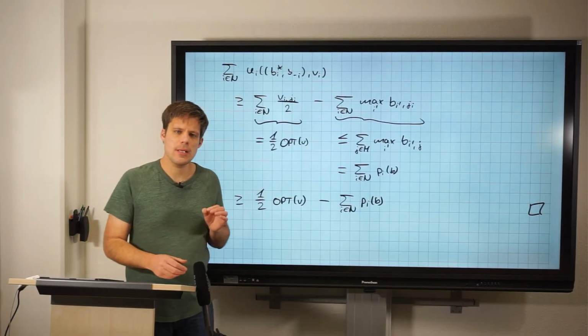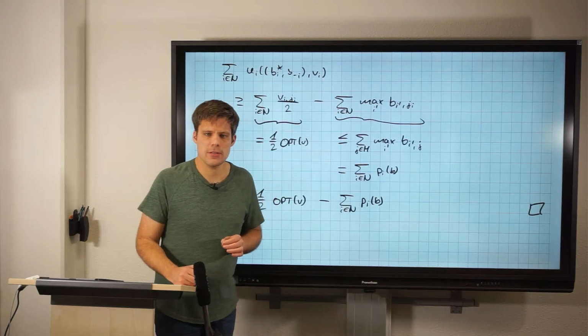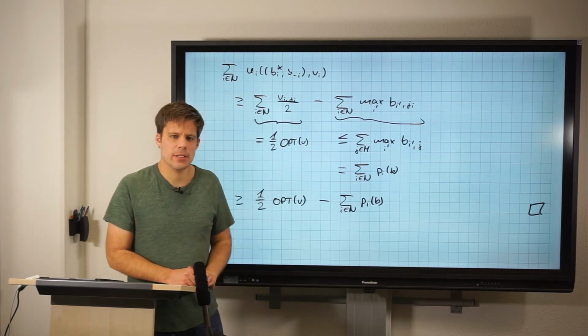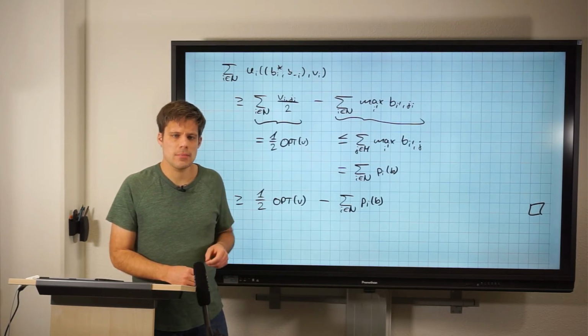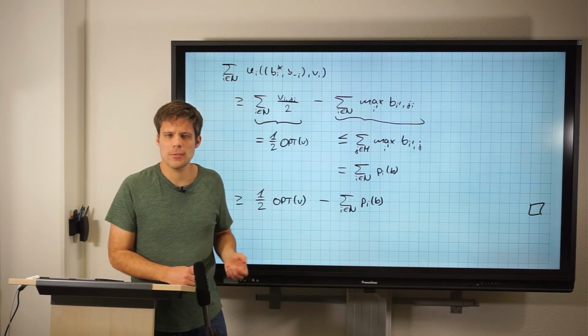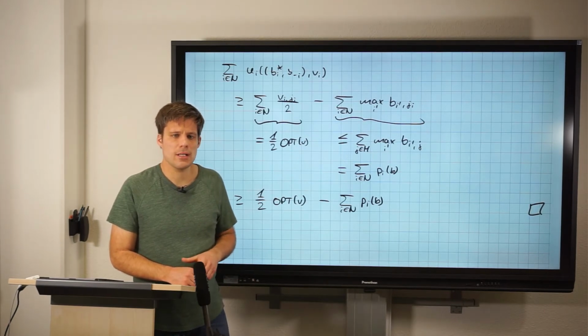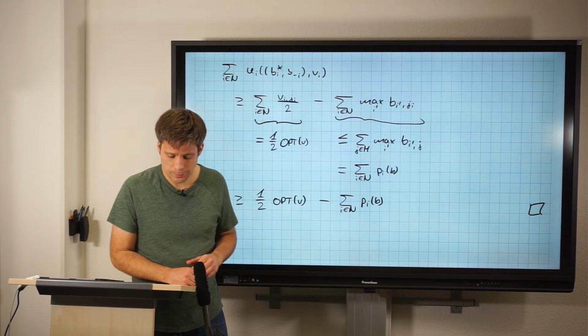Excellent. So we already have our first simple mechanism for combinatorial auctions. For unit demand combinatorial auctions, we now see that via this first price item bidding, you will have a price of anarchy of at most 2.